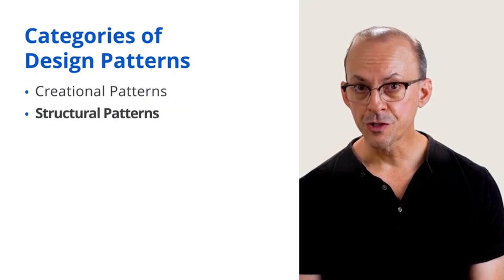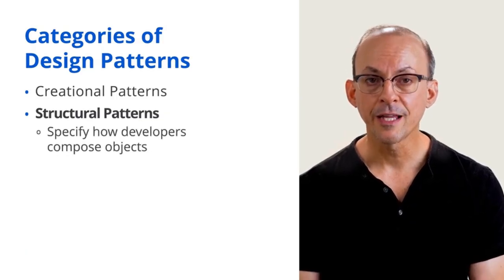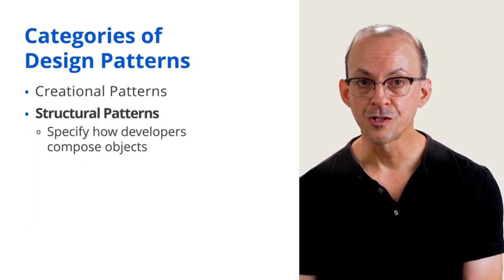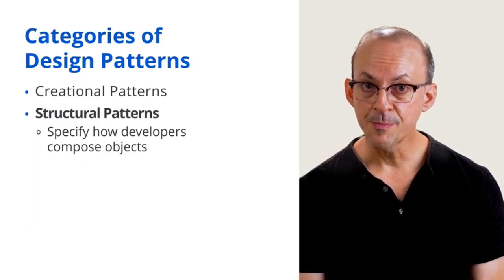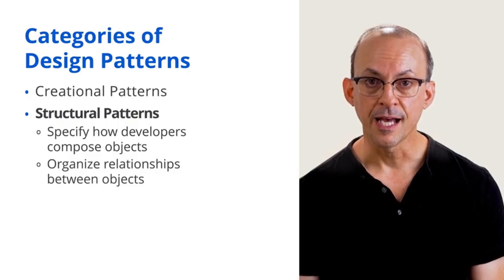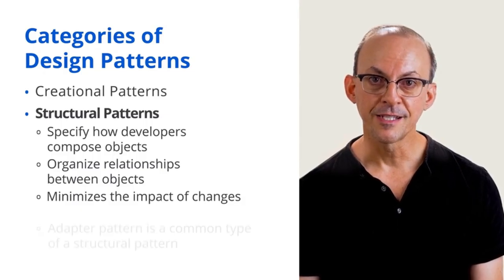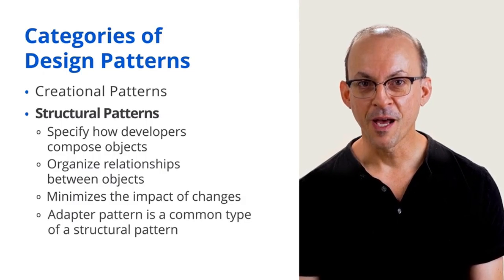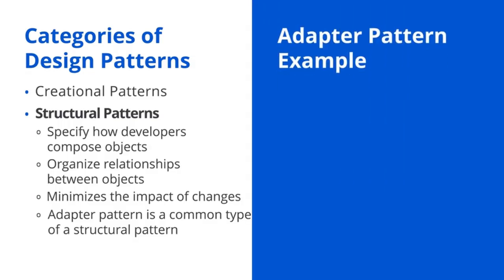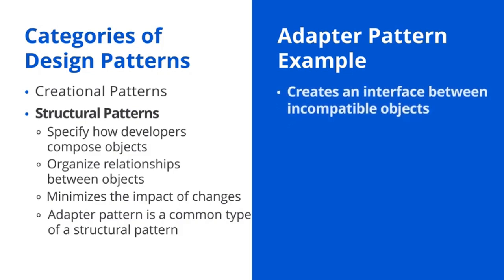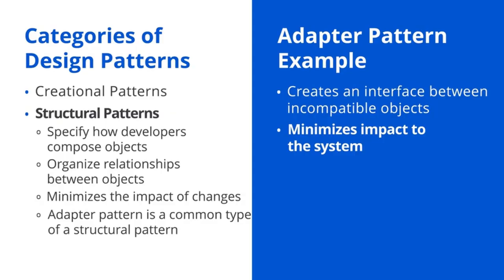Another category called structural patterns deals with how objects are composed and how classes and objects can be combined to form larger structures. Developers use these patterns to organize the relationships between objects and classes in a way that minimizes the impact of changes. One example of a structural pattern is the adapter pattern. Let's examine how this pattern works with an example. Suppose an object doesn't have an interface that is compatible with the interface of another object. Developers can use the adapter pattern to enable them to work together. If they later change the way one object works, they might only need to update the adapter, not the entire system. This minimizes impact to the system.